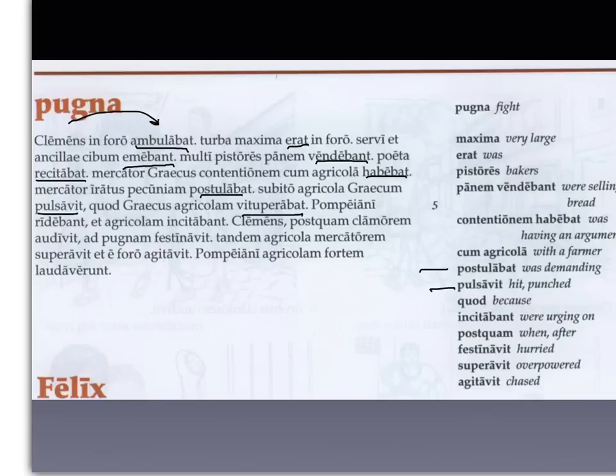Subito, suddenly, agricola, the farmer, pulsavit, punched Graecum, the Greek. Why? Quod, because Graecus, the Greek, vituperabat, cursed, or was cursing, agricolum, the farmer. So suddenly the farmer punched the Greek merchant because the Greek merchant was cursing the farmer.